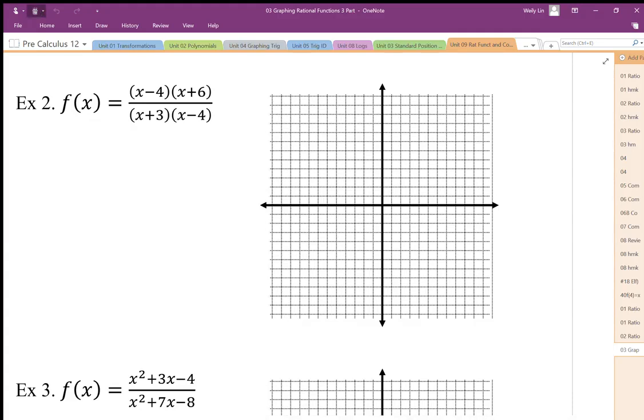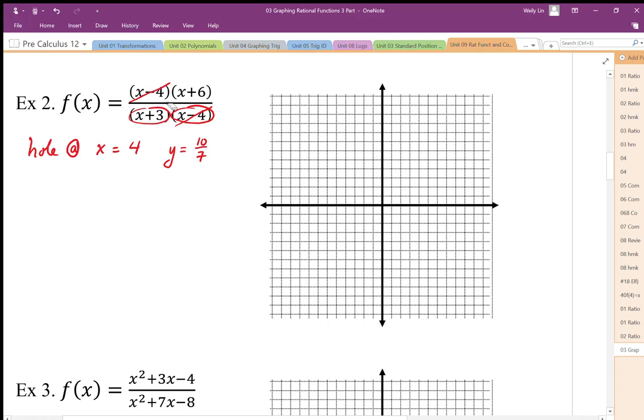We have our denominators, and they're going to give us either holes or vertical asymptotes. So in this case, we're going to cancel these out. So there's a hole at x equals 4. And if we want to find the y-coordinate of the hole, we just plug 4 into the numerator to get 10, and 4 into the denominator to get 7. So the y-coordinate is 10 over 7. So that's where our hole comes from.